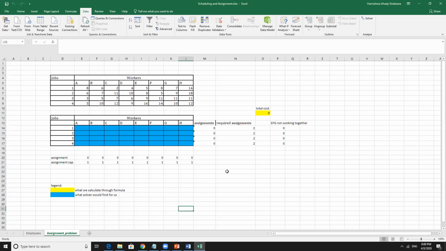Okay, so in this problem also, the first step you see is the cost of each assignment of each worker to any specific job. And the blue cells, again, are the cells that are calculated with Excel. The value is either 0 or 1. 0 means no worker, and 1 means a worker is assigned.